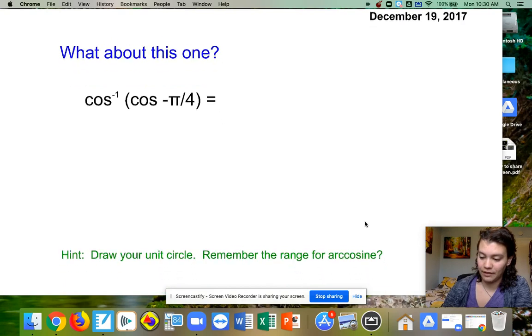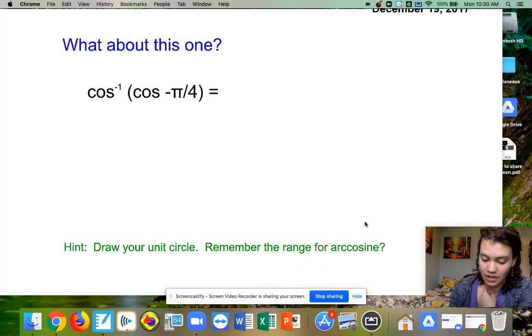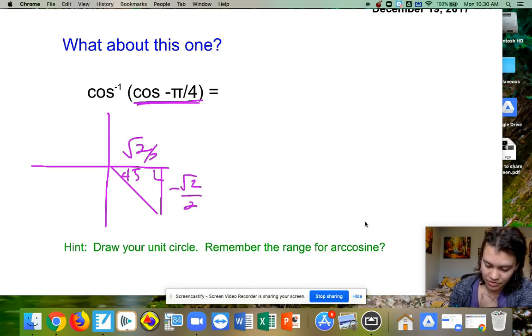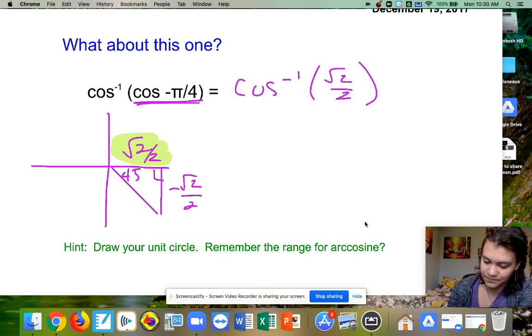Okay, another one. Same idea. Start with the parentheses and go from there. So draw your unit circle. We're at negative pi over 4, so we're down here. This would be a 45-degree angle. So -√2 over 2, positive √2 over 2. Again, we're looking at cosine, so we want the x value. So you get cosine inverse of √2 over 2.